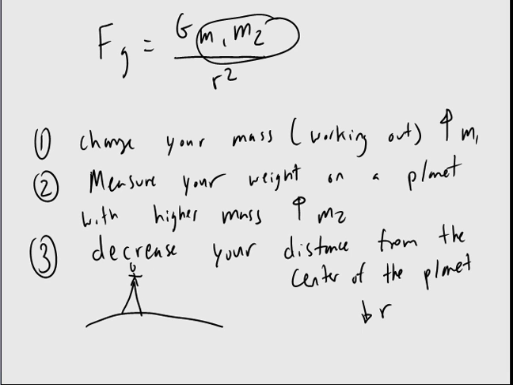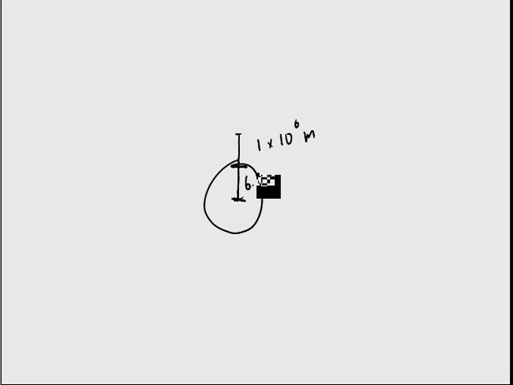So let's do an example. So let's say you leave the surface of the earth and you go out, let's say 1 times 10 to the 6 meters away from the center of the earth. And I remember that the radius of earth is 6.378 times 10 to the 6 meters. And I want to know, for a 60 kilogram person, how much weight do you lose?